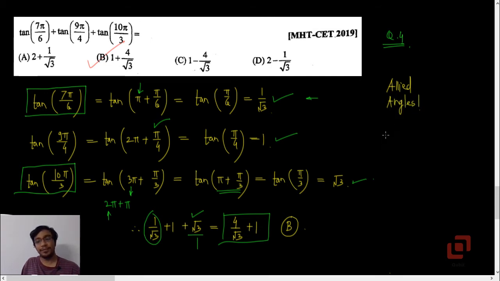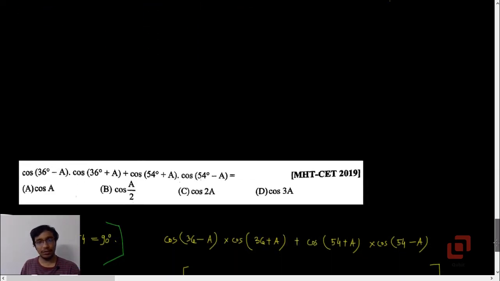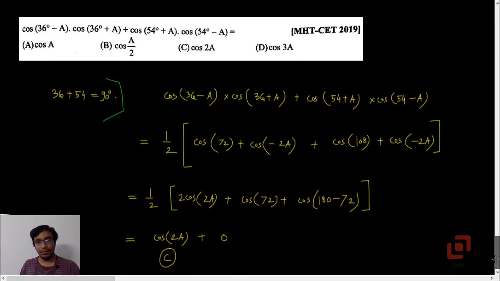And of course, the 3 angles that you study in school, 30, 45 and 60. Pi by 6, that's 30 first, then pi by 4, 45, pi by 3, 60. Okay, that was fourth. Let's now go to fifth.